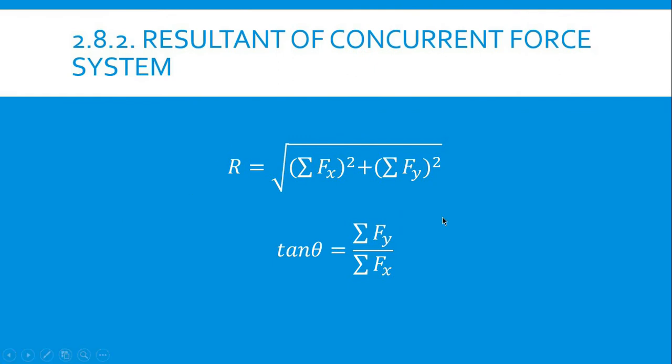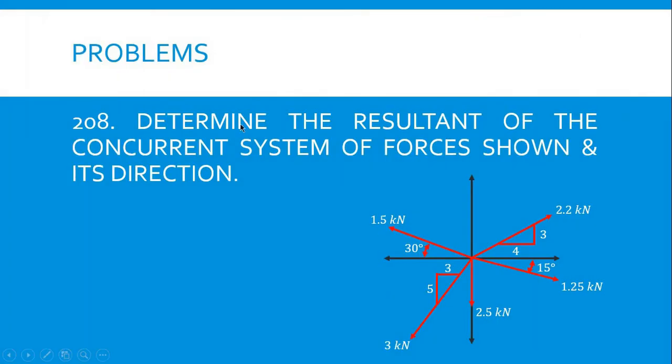This will be the resultant of the concurrent force system, and we are going to use this formula: R is equal to the square root of summation of F_x squared plus summation of F_y squared, and also tangent theta is equal to summation of F_y all over summation of F_x. So, given problem number 208, determine the resultant of the concurrent system of forces shown and its direction.